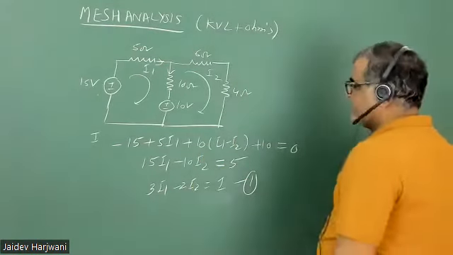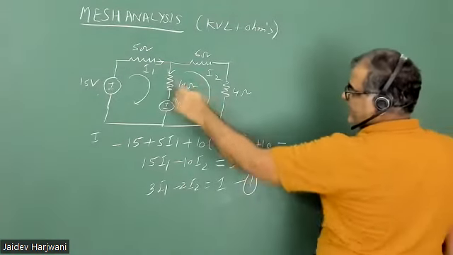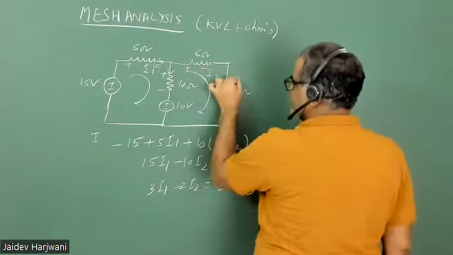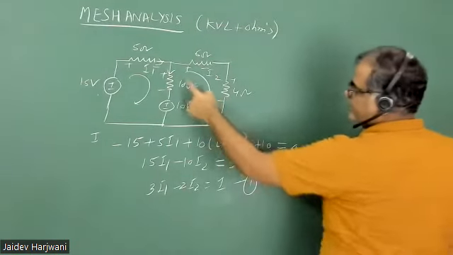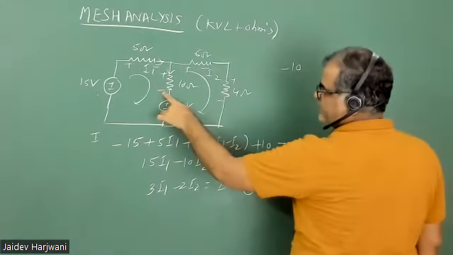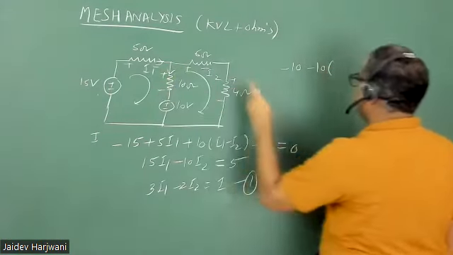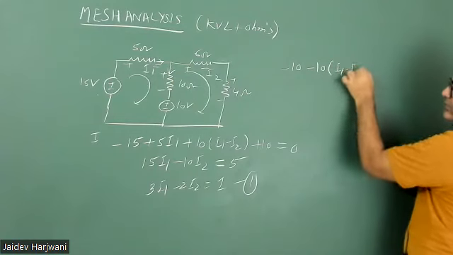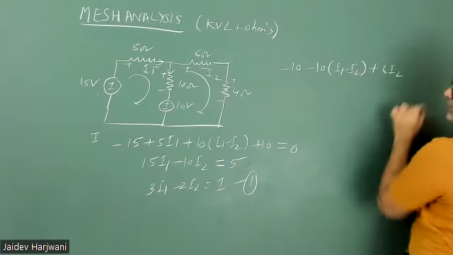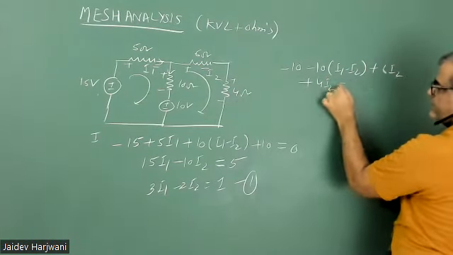Now if you see the second loop, carefully see the second loop. I already assigned the polarity here. Starting here, first is minus 10, then what is the current here? I1 minus I2. Then here the current is 6 I2. And here, finally, the current is 4 I2. So that is equal to 0.